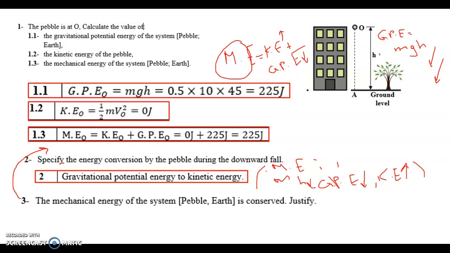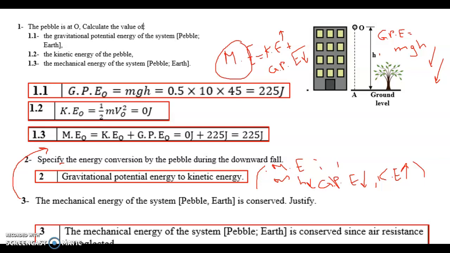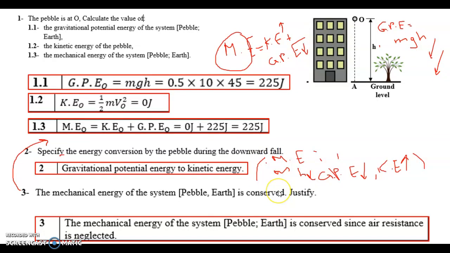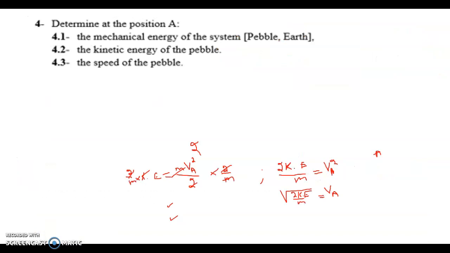Now the mechanical energy of the system is conserved. Why? Because we are given that air resistance is neglected. So nothing is opposing the motion of the pebble and nothing is causing it to lose mechanical energy. But we have only conversion from gravitational to kinetic.